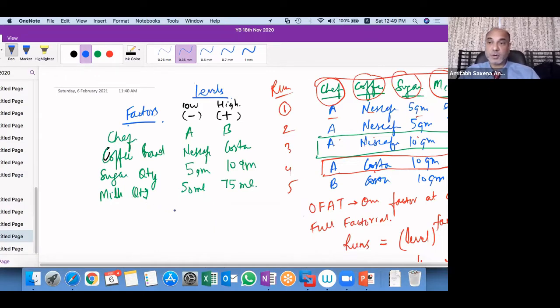And a quick project or analysis finds the best levels. For chef, if two chefs, A and B, prepare the coffee, that's the best taste you get. If Nescafe and Costa are used, then you get the best taste. Sugar quantity of 5 grams and 10 grams, and milk quantity of 50 ml to 75 ml. So these are the levels of the various factors which are giving you the best taste.